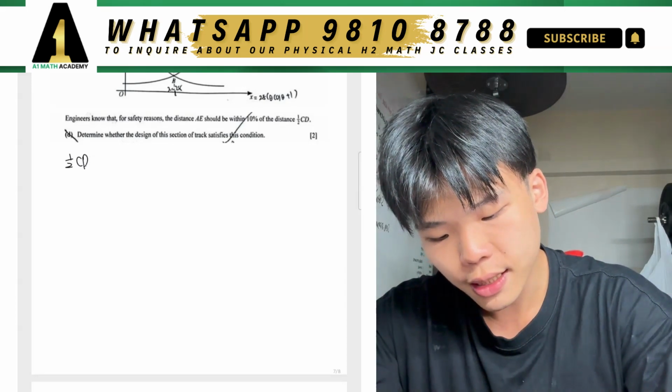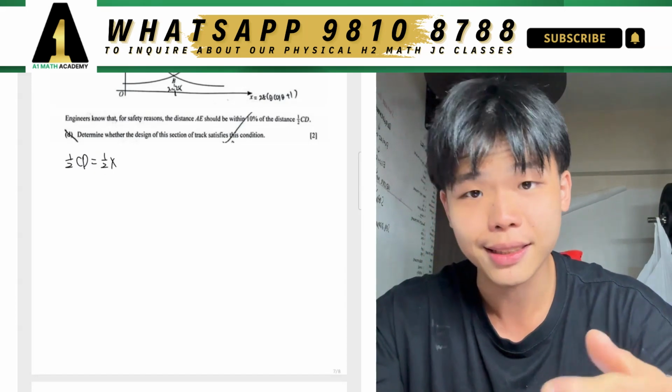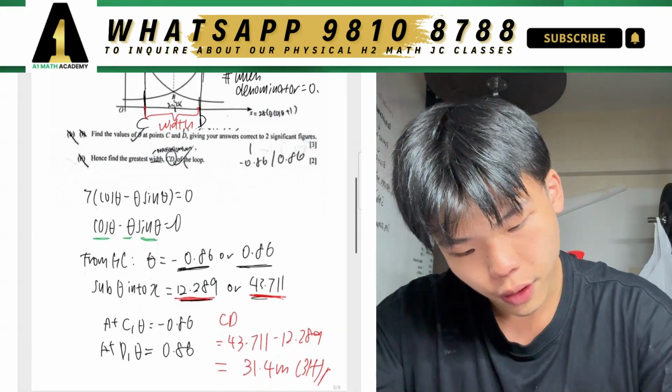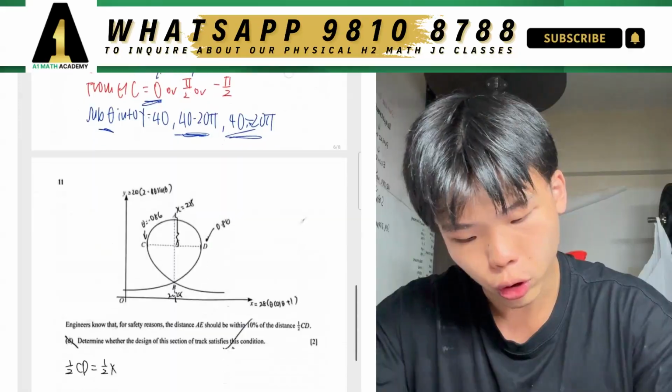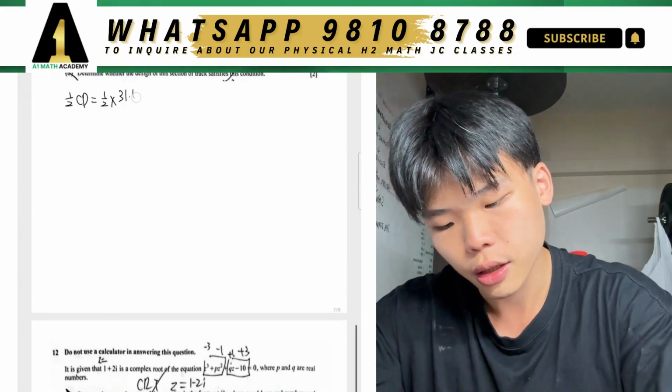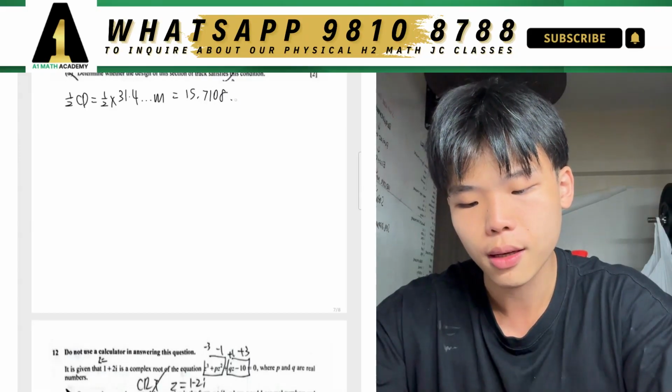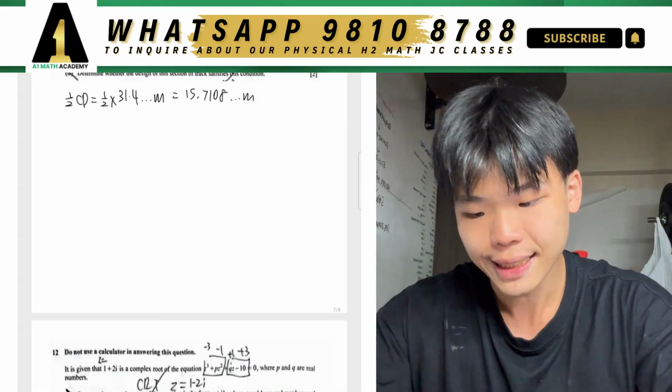So half of CD is just half times the answer that you found earlier on, which is your answer over here, which is 31.4... meters, right? So 31.4... meters, and you get 15.7108... meters. Now, what is the distance of AE?